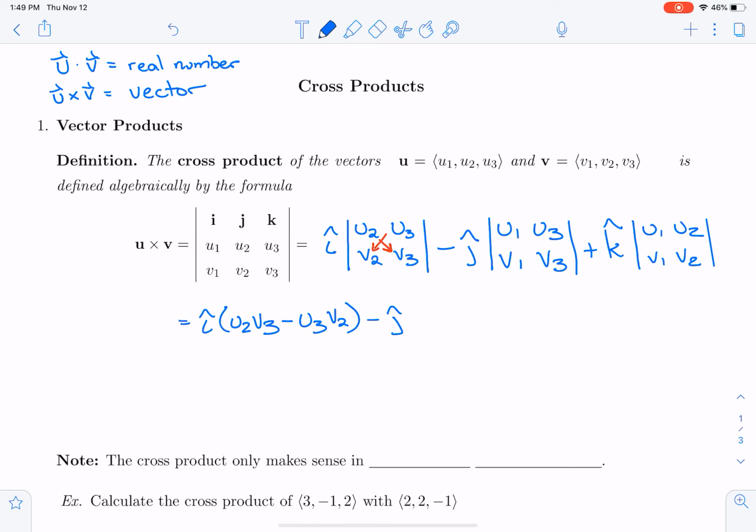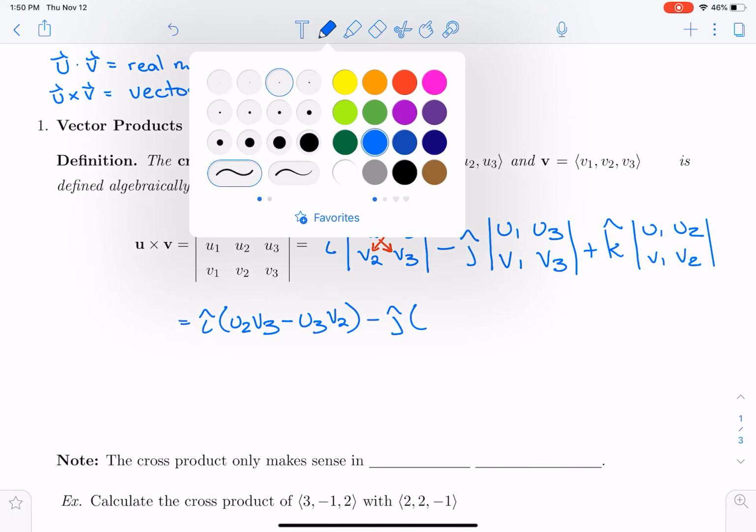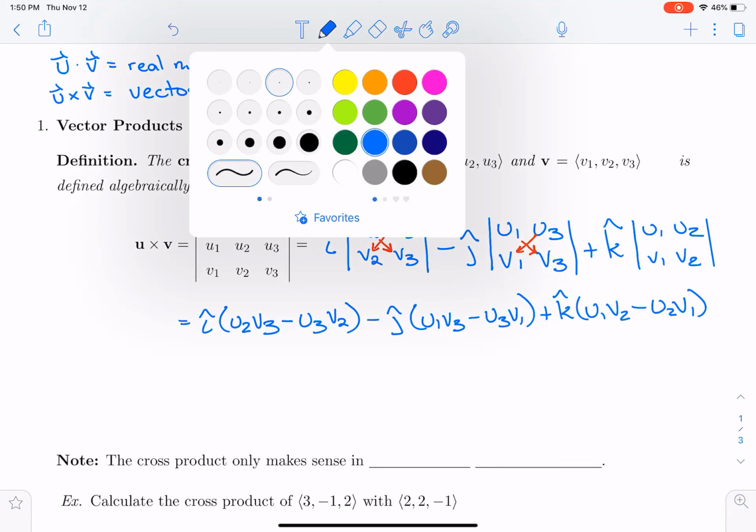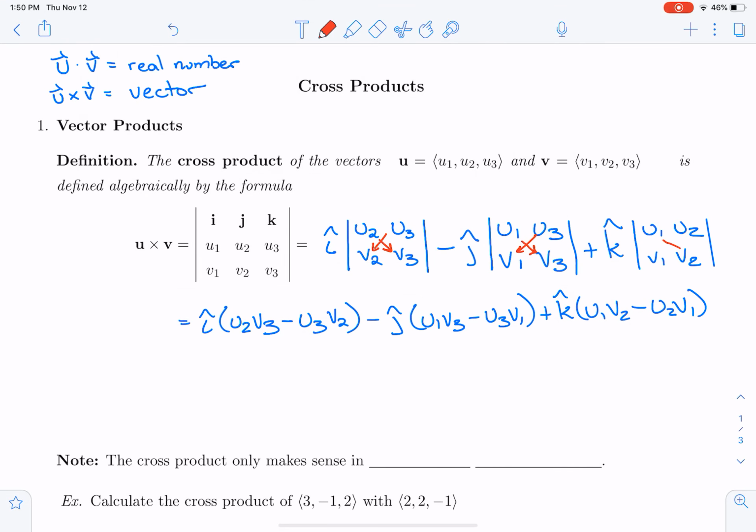So if we do minus j, we're going to want to multiply again. We multiply the diagonal here and then subtract the product of the diagonal there. So it's going to be u1 v3 minus u3 v1. And then finally, we're going to finish with plus k, and we're going to get u1 v2 minus u2 v1. Again, what we have done here is multiply along the diagonal and then subtract the product of the other diagonal entries.